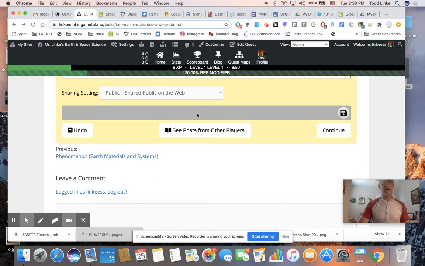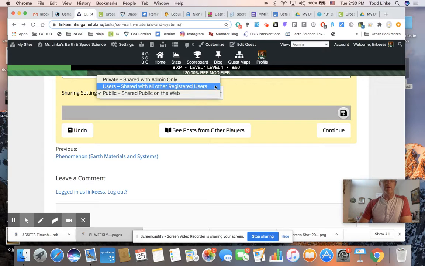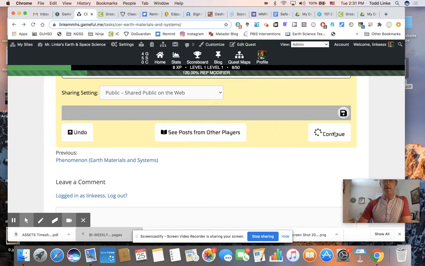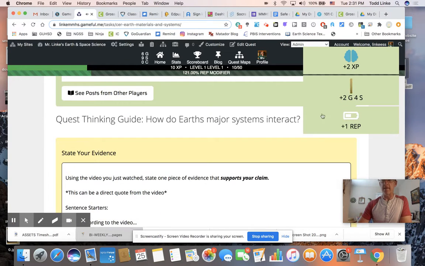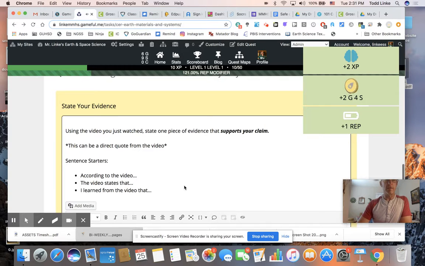Okay, I can choose my sharing setting if you want. If you think you've written something really good and you want other people to see it, then choose public. You can also keep it private with the admin, which is me, or shared users with all the other registered users, which means all the other students in the class. All right, so now I'm going to hit continue. Yeah, look at all that. Okay, good. Lots of rewards for doing that one.